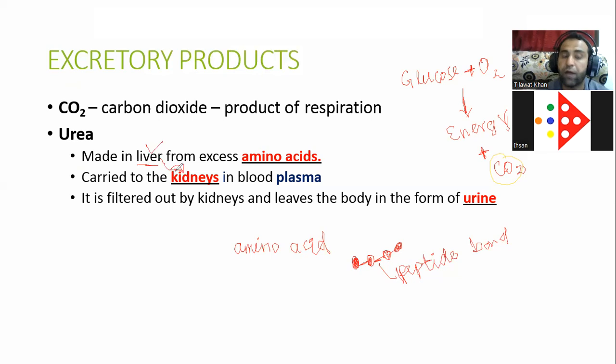And in what form will it go? Blood plasma. What is blood plasma? Blood plasma is the liquid part of blood. So in dissolved form, urea goes to your kidney, and the kidney filters your blood of metabolic waste. Urea is filtered there, and in the form of urine, it is excreted from your body. You got it?